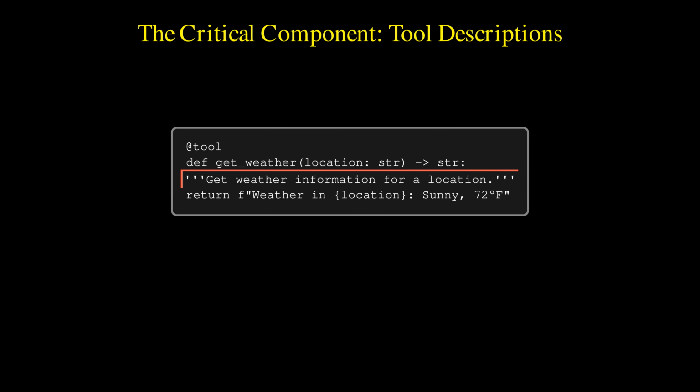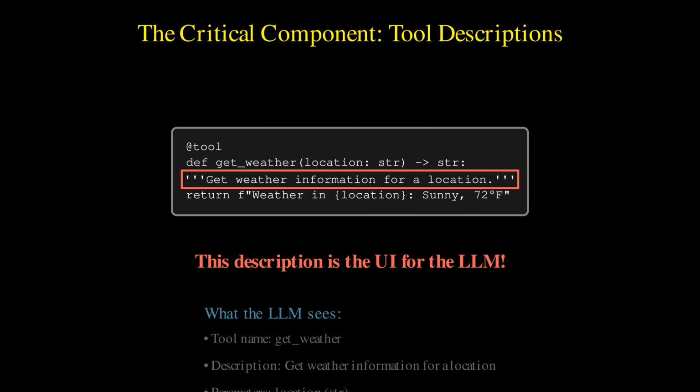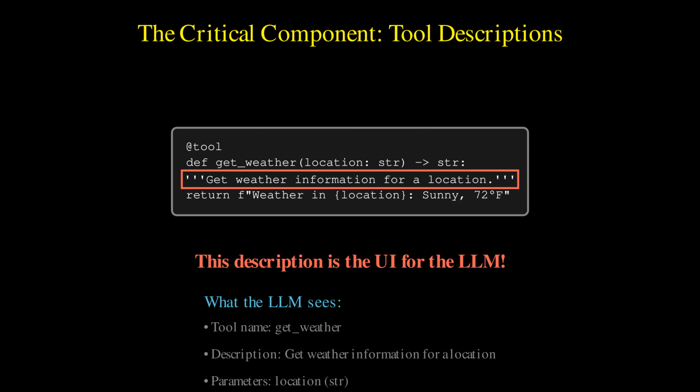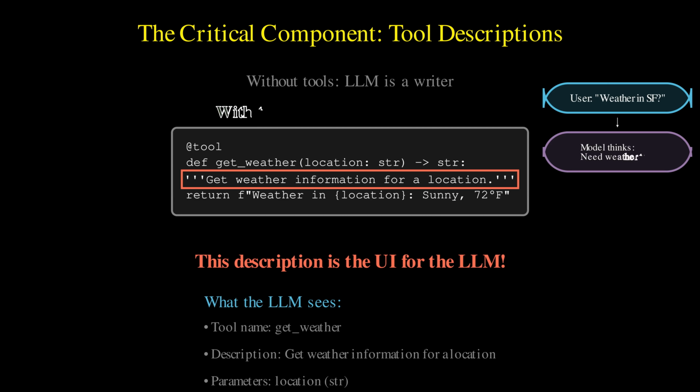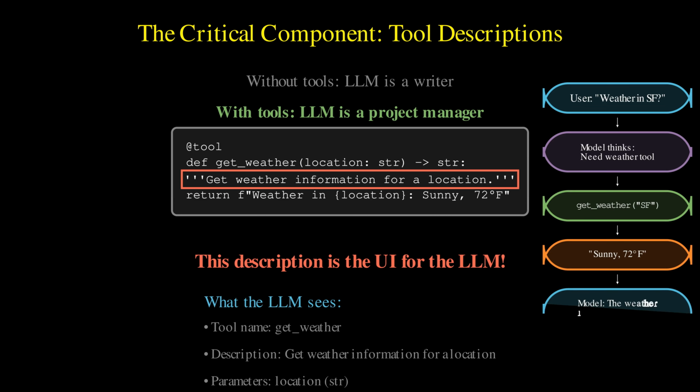Because the description is the user interface for the LLM. The model reads that description to understand what the tool does, and maybe more importantly, when to use it. If you have a getWeather tool but your description is vague, the agent won't know it has hands. So if I write a function, I need to explicitly say in plain English, use this tool to fetch current weather data for a specific city. Exactly. That text is what bridges the gap between the reasoning engine and the actual code.